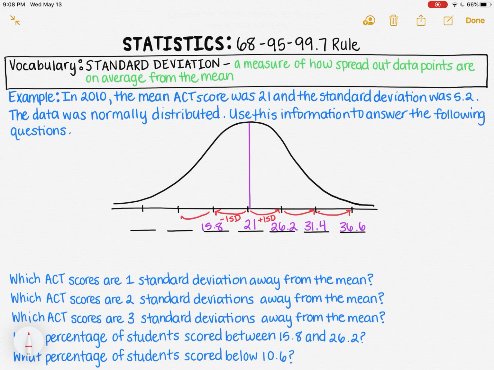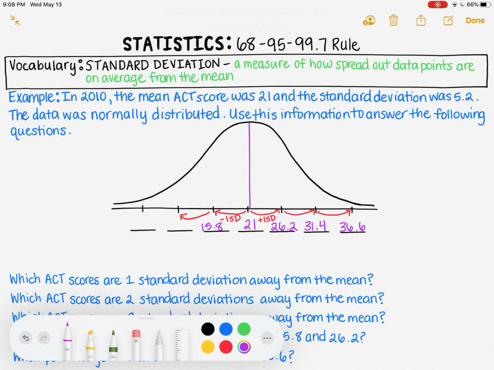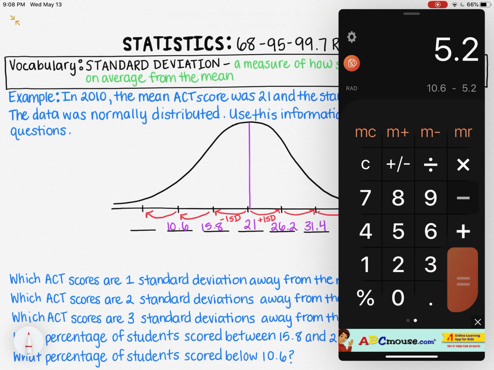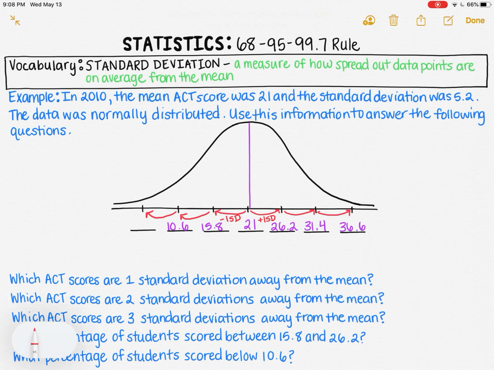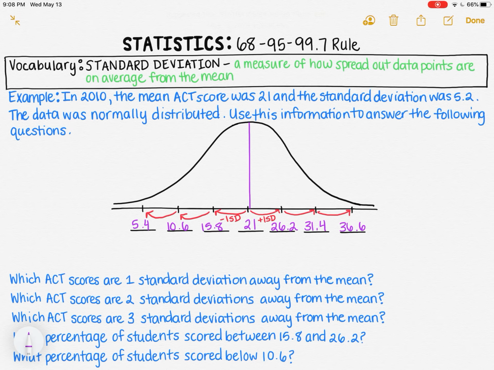I'll do it one more time to get two standard deviations below the mean. So I'll take 15.8, subtract 5.2 again. That gives me 10.6 as the score that is two standard deviations below the mean. And now one more time to get three standard deviations below, I'm going to subtract 5.2 again, minus 5.2. That gives me 5.4. So as you can see, you end up with a very low score all the way on the left, and you can tell that not many people are getting the scores that are farthest to the left or farthest to the right.